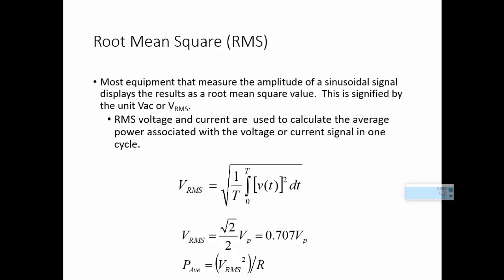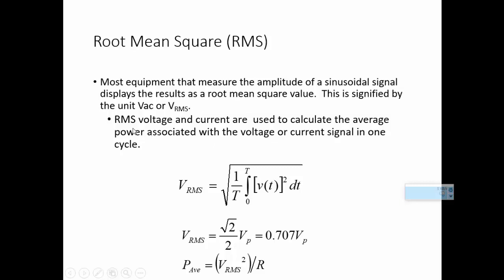Now the root mean square value. Most equipment that measures the amplitude of sinusoids displays the result as a root mean square value. This is signified by the unit Vrms. So most of these nameplates you find will display the root mean square value.